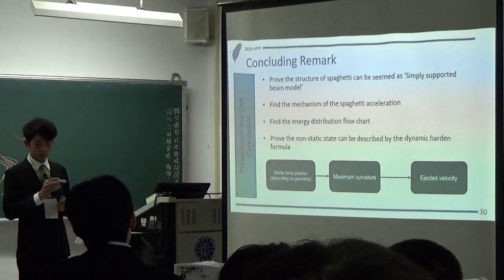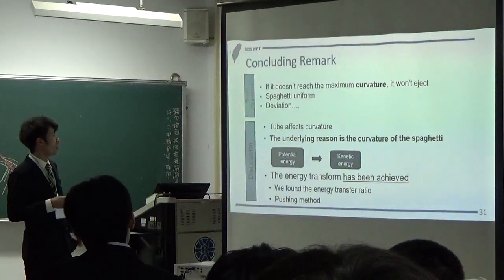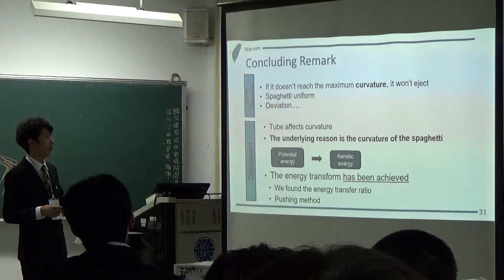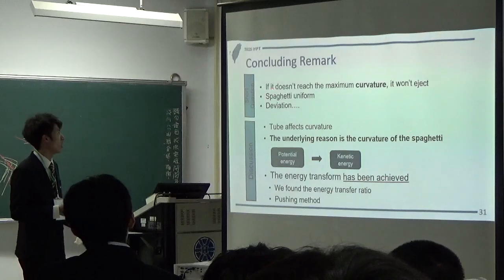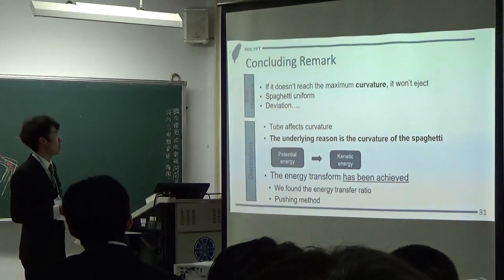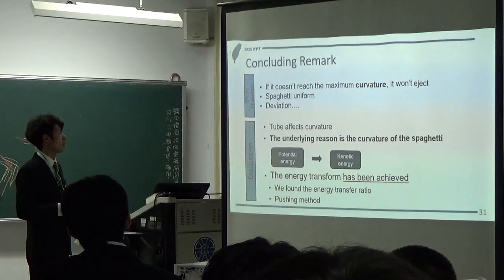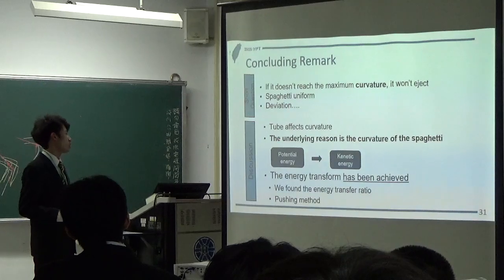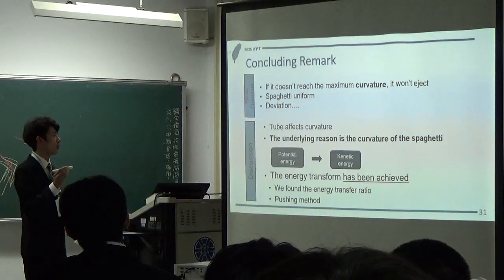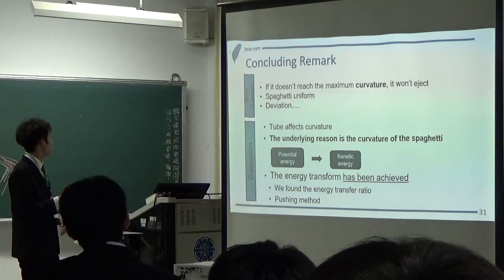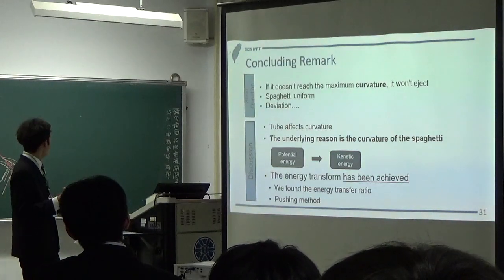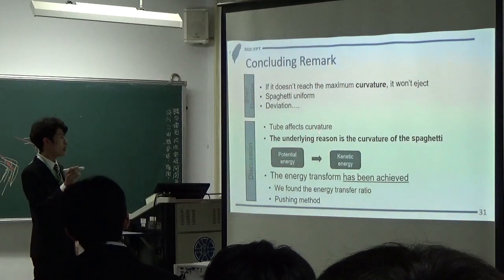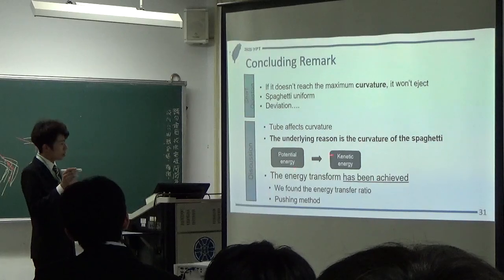And then we find the energy distribution flowchart, and we prove the non-steady state can be described by the dynamic Harden formula. In short, the opponent asks if it doesn't reach the maximum curvature, does it eject or not, and I say we want it to eject. And I emphasize the spaghetti is quite uniform, and they asked me about deviation, but I think deviation is quite small. So in that discussion, we discussed whether to advance the curvature. I think it would not, because the breakpoint of the curvature will always be the same, and the underlying reason is the curvature of the spaghetti.